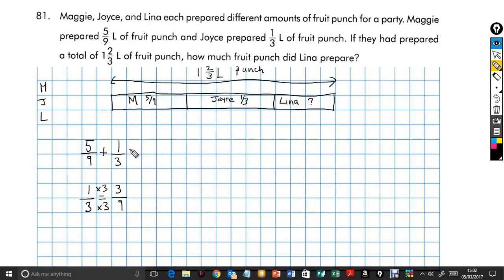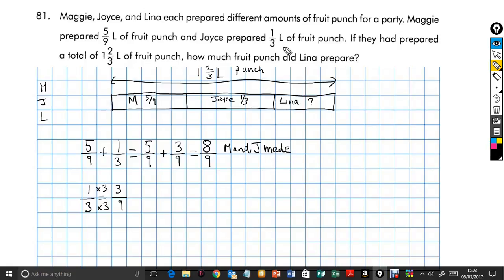Okay, so I can now rewrite this. 5/9 add 3/9. And now it's very easy. I've got the same denominator. So my answer is in ninths, and I simply add 5 and 3. 5, 6, 7, 8. 8 ninths. And this is what M and J made.